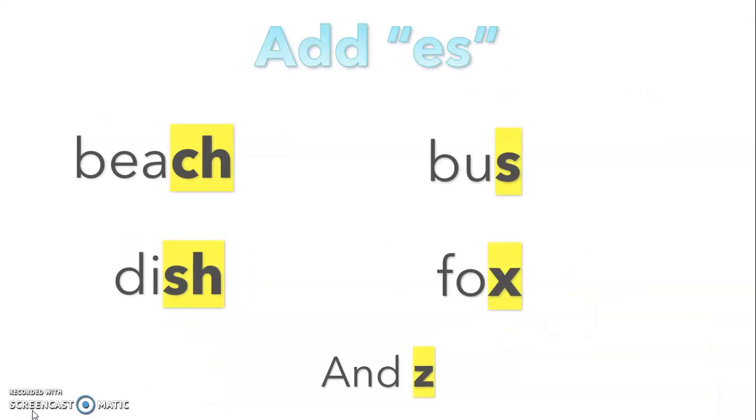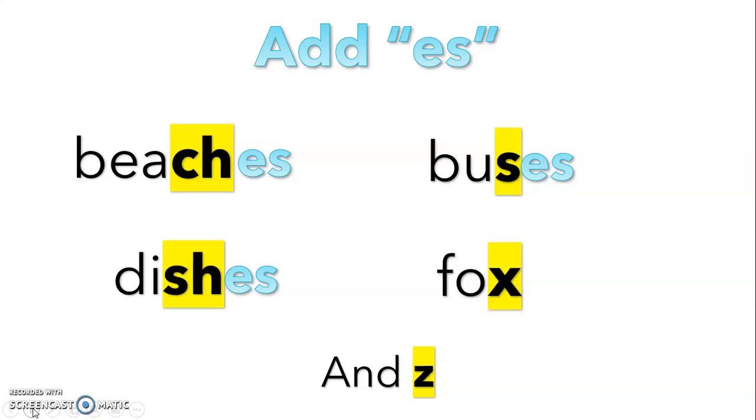Now, here's another rule to make nouns plural. This one's called add es. So you're adding two letters at the end. Now, this applies when a word ends in ch, sh, s, or x. So ch, beach becomes beaches. Sh, dish becomes dishes. S, bus becomes buses. And x, fox becomes foxes.